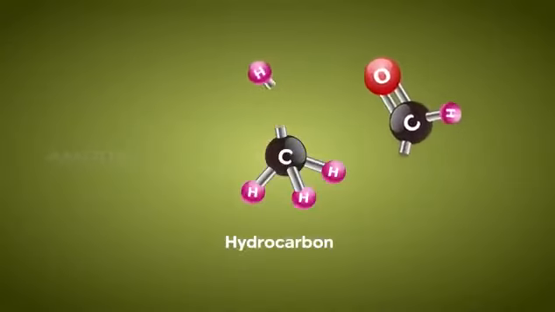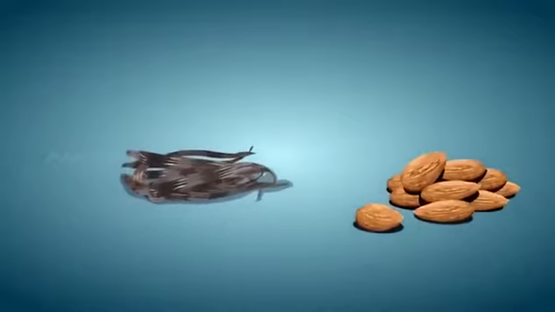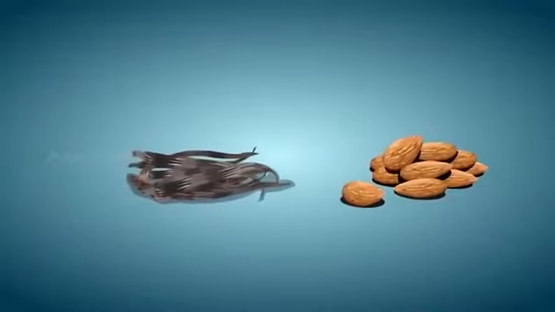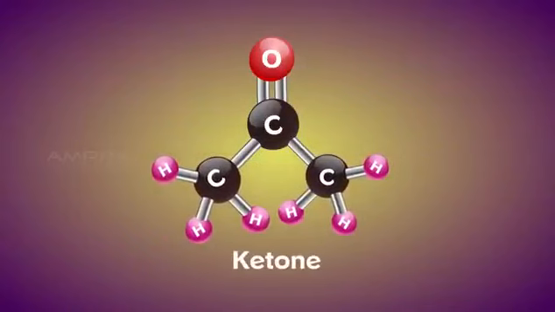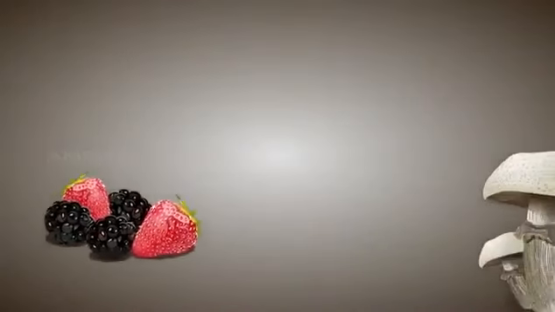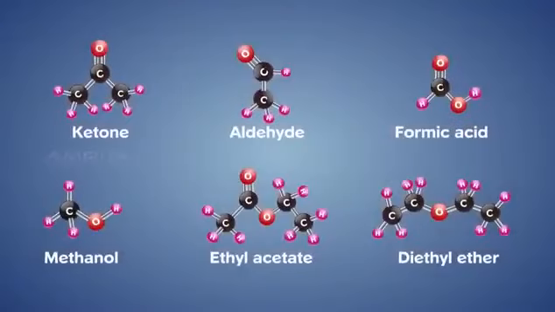When the hydrogen atom of a hydrocarbon is replaced by a CHO group, the resulting compounds are called aldehydes. The flavor of vanilla beans and almonds is due to the presence of aldehydes. If two alkyl groups are linked together by a CO group, the resulting compound is called a ketone. The presence of ketones gives a typical flavor to berries and mushrooms. Now, is there something which is common among all the above mentioned groups? Yes, all these groups contain oxygen.